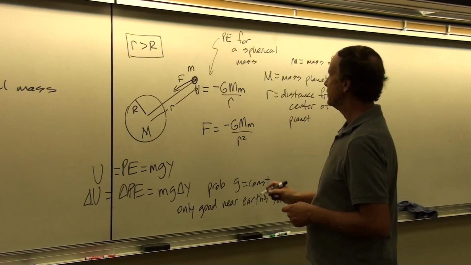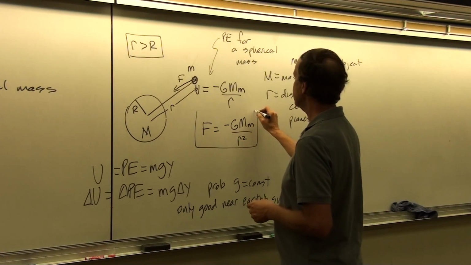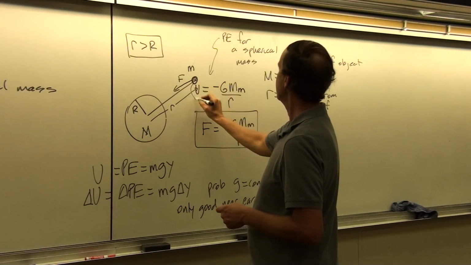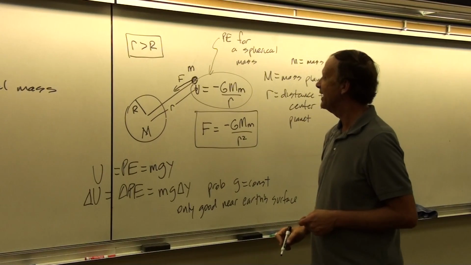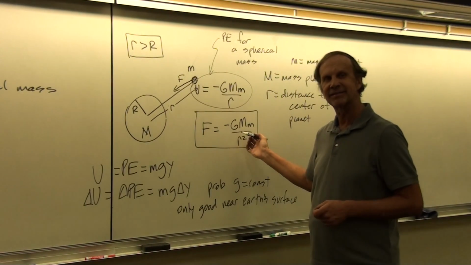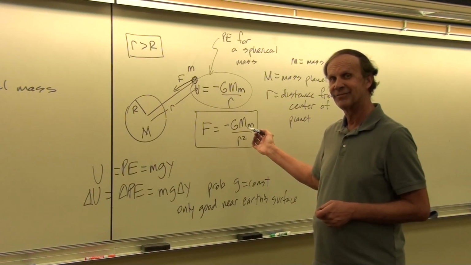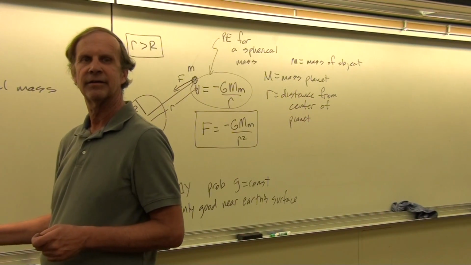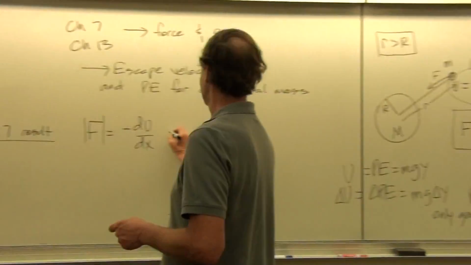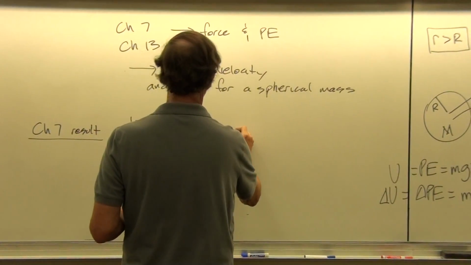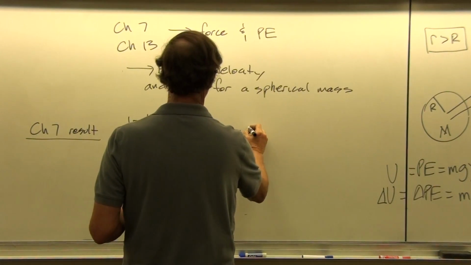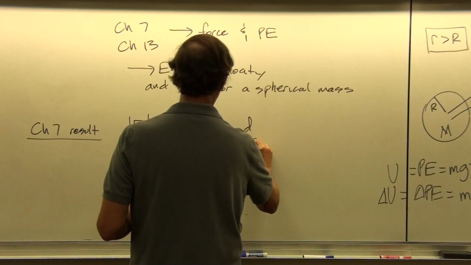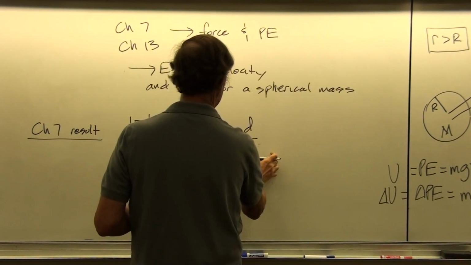And so what I want to try to do here then is to get this relationship from this one by applying the F equals minus dU/dr relationship. So let's do that. Let's try that. We'll do that over here. And that will be minus d by dr now. Okay, d by dr.